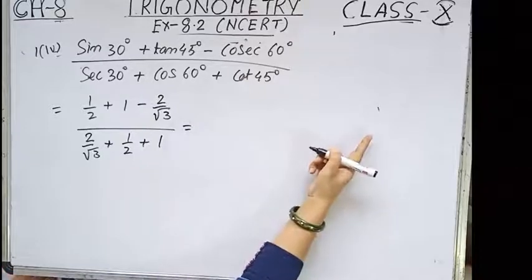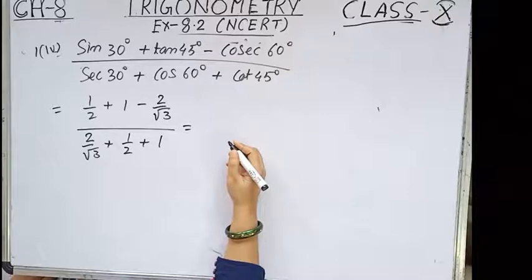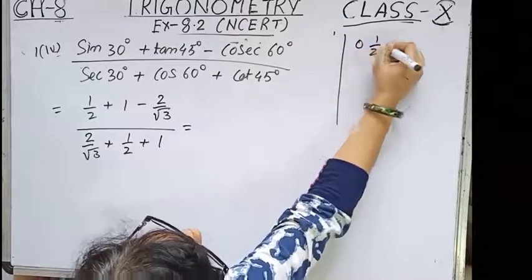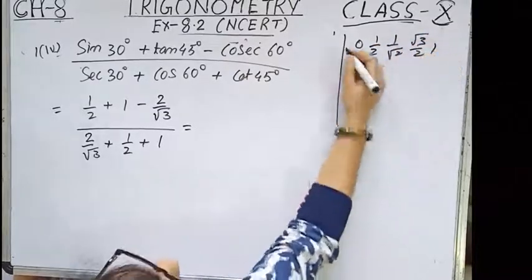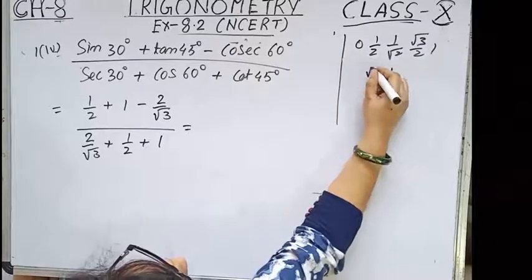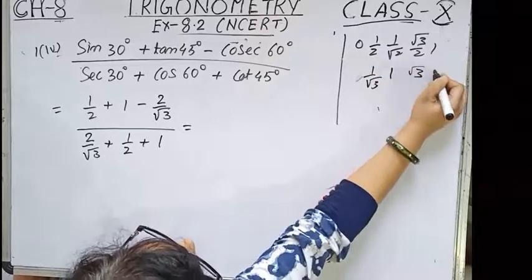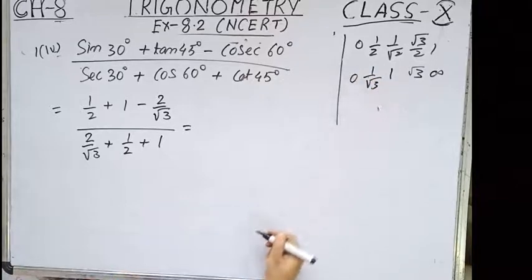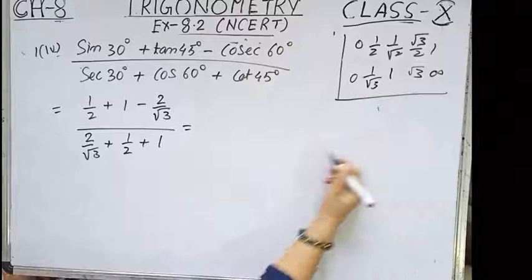So children, you write the values. Again I am saying, when you solve, you write the values, it will be easy for you. Shall I write for you? 0, 1 by 2, 1 by root 2, root 3 by 2 and 1. This is sine and the reverse is cos. And for tan also I am writing 1 over here, 1 by root 3, this one is root 3 and this one is infinite and this is 0. So you keep in mind the values.